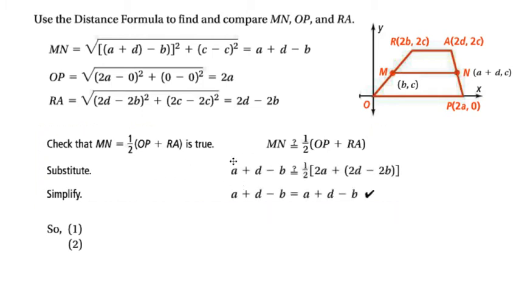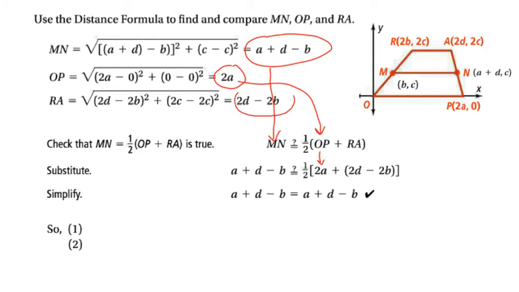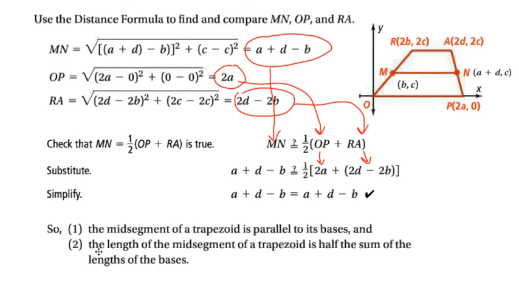So what we get for MN was a plus d minus b. We just substituted this in at the top here. I'll circle this so you can see where this came from. We substituted that for MN right there. And then this is OP, and that's going to get substituted right here. And lastly, 2d minus 2b is the length of RA on the right hand side, and we've substituted that there. So when we add all these together and divide by 2, we get a plus d minus b, and that is exactly what the length MN was. And that was the last thing we needed to prove. So we proved that the midsegment is parallel to its bases, and its length did work out to be half the sum of the other two bases.